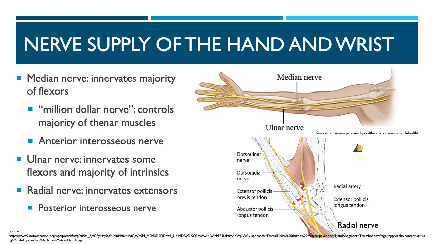The radial nerve is the nerve on the dorsal aspect of the forearm and hand, so it innervates all the extensors. As it dives down into the forearm, you'll see it called the posterior interosseous nerve as well. So that just tells you a little bit about the location of it.